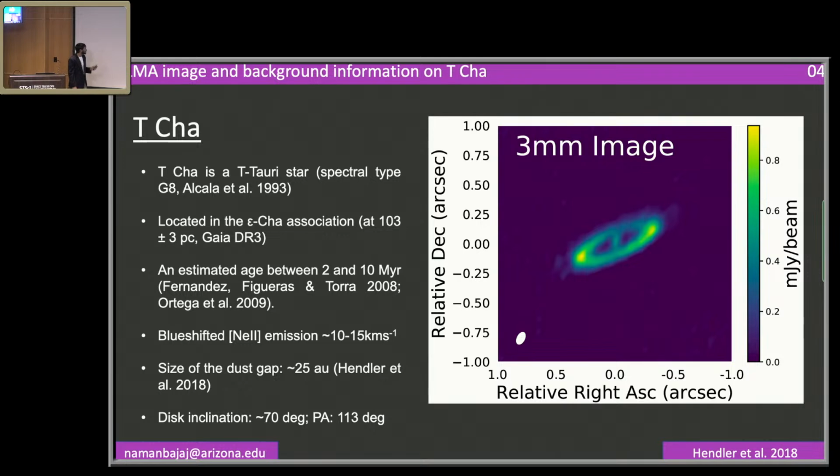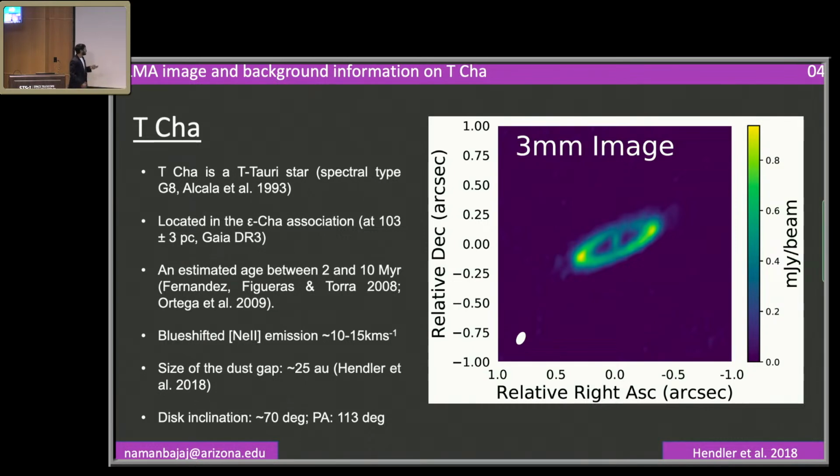Teacher has a blueshifted neon-2 emission of about 10 to 15 kilometers per second. This is important because we do not see the redshifted component of this neon-2 emission, which means that there is something in between blocking our view of the redshifted component of the wind, because the wind, as Nicole just showed very beautifully, we can see in both lobes or both sides of the disk. So there has to be dust in the midplane where we are seeing this wind, which can block the redshifted component.